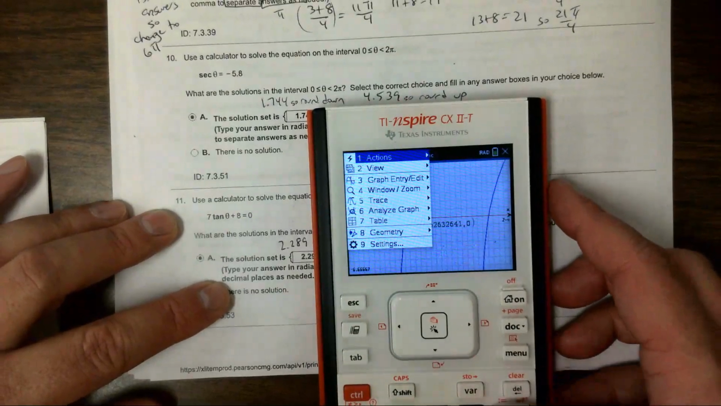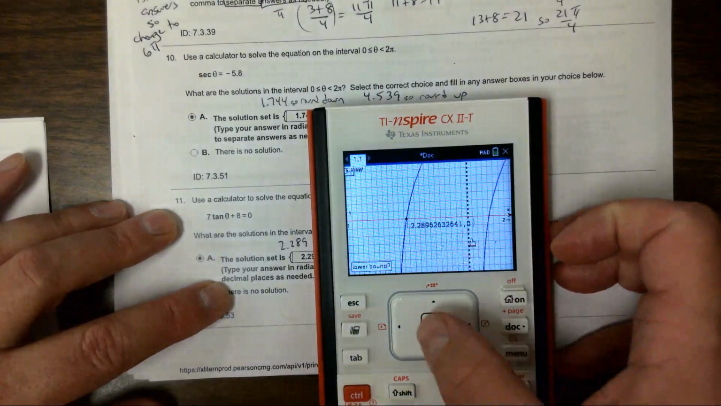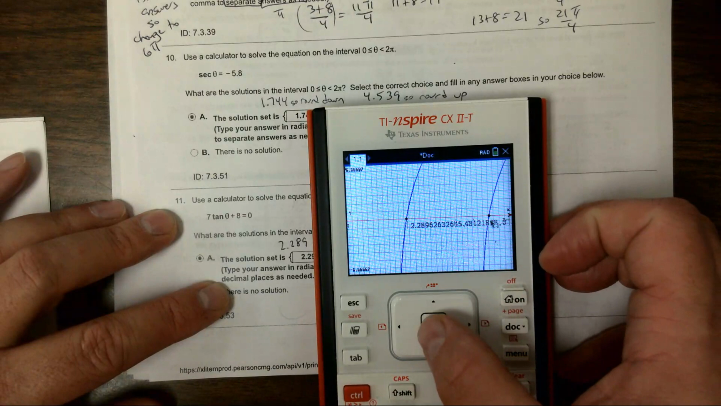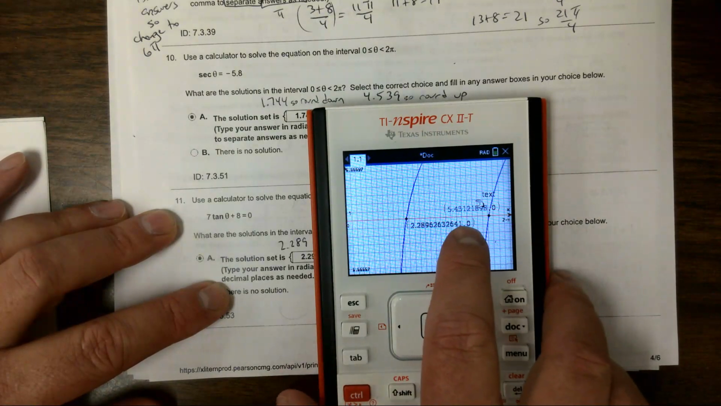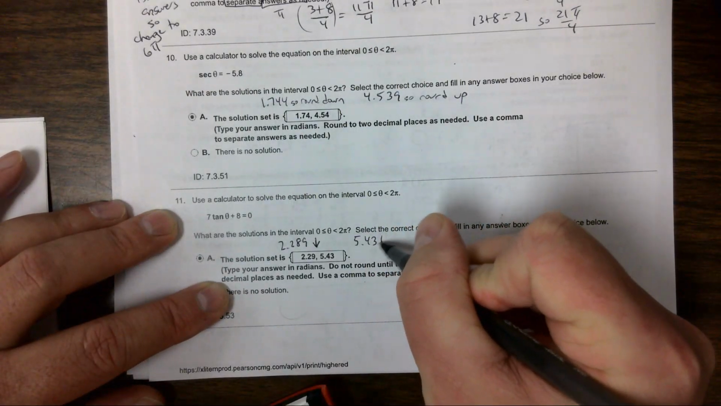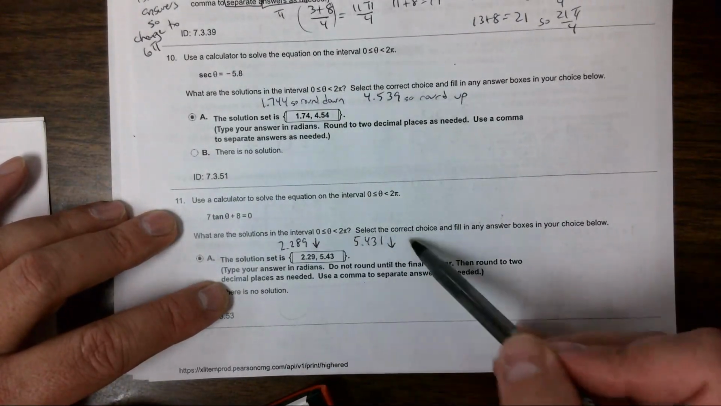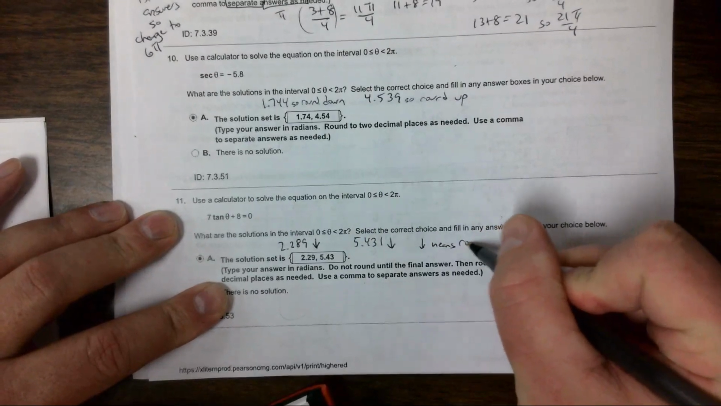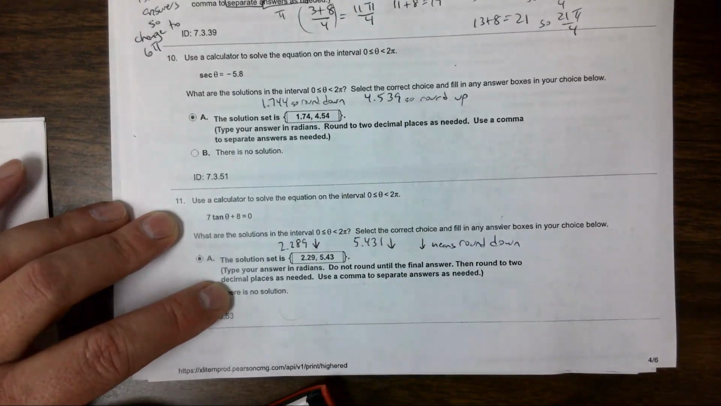Menu. Analyze. You could either do 0 of the graph or do intersect. .431. So round down. That's the down arrow is the shortcut for round down. Pretty obvious, but want to make sure you're on the same page as me.